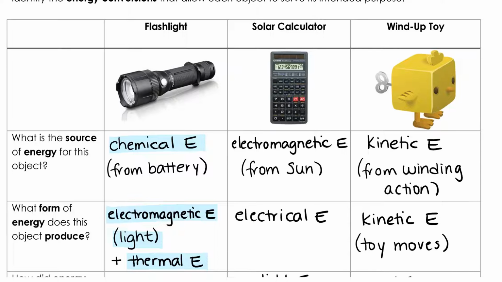A solar calculator uses electromagnetic or light energy from the sun and converts it into electrical energy to power all the computing functions and show the display on the screen. And our wind up toy uses kinetic energy from the winding action to produce more kinetic energy in the movement of the toy. So, is there in between forms of energy going on here?